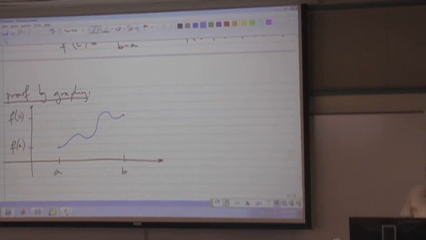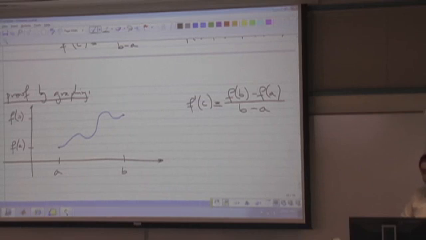Wonderful. What does the mean value theorem say? It says that there exists C such that f prime of C is equal to f of B minus f of A divided by B minus A. Right? If I am to take a straight line between the first dot and the second dot, can you tell me what the slope of this line would be?